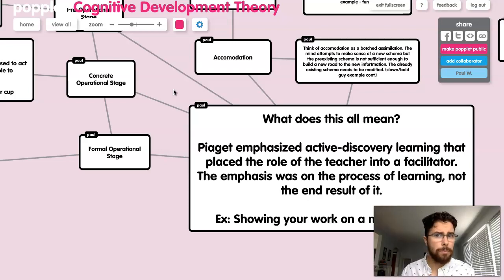I don't care about the final product, just the answer. I want to know the meat and bones. That's Piaget in a nutshell.